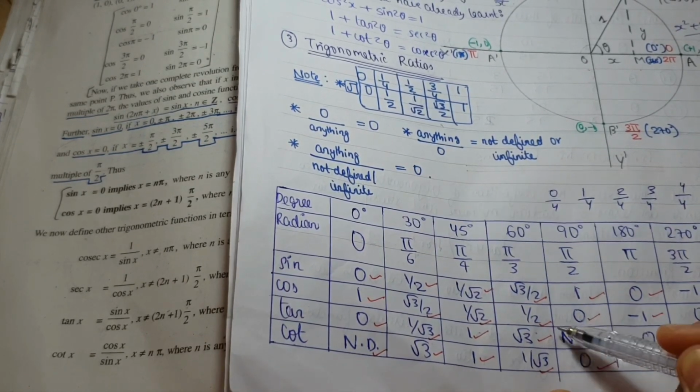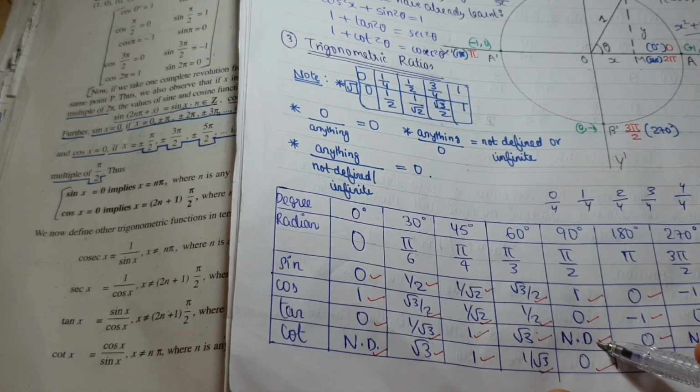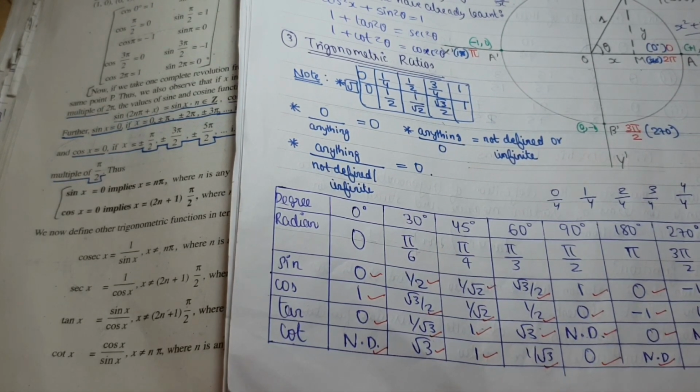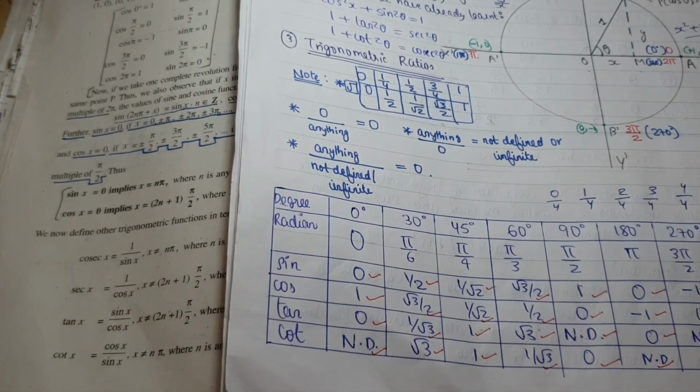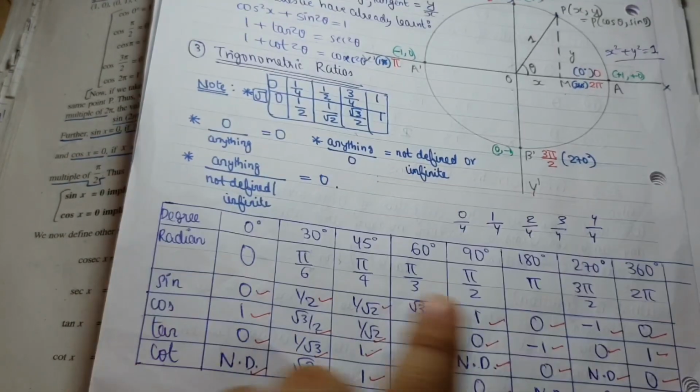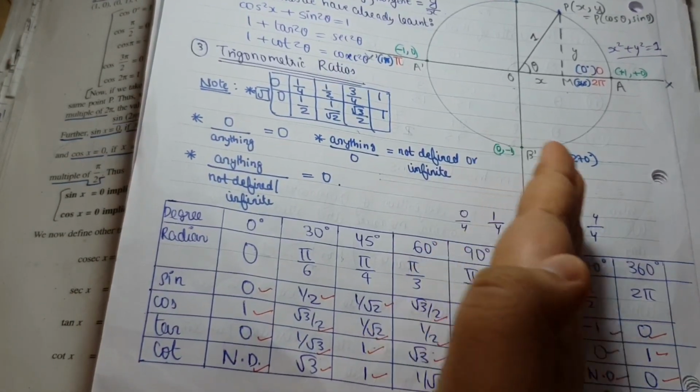See, 0 divided by not defined will be how much? Now, because 0 times any number is going to give you 0 itself. Very simple. Okay, clear. This much part we understood, how it's been derived and how it's been done. But what about 180, 270, 360? How to do for this part?